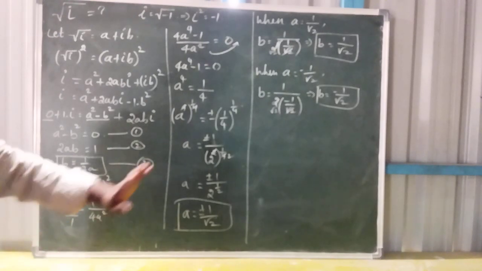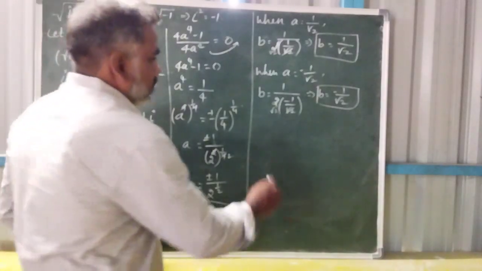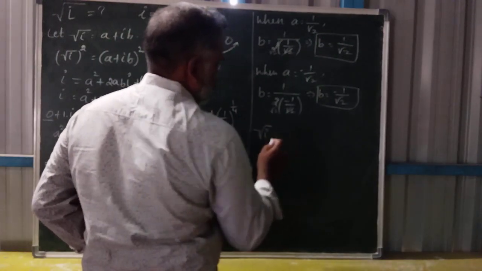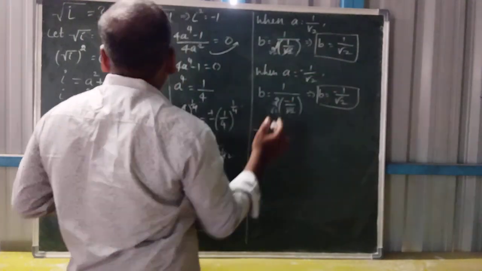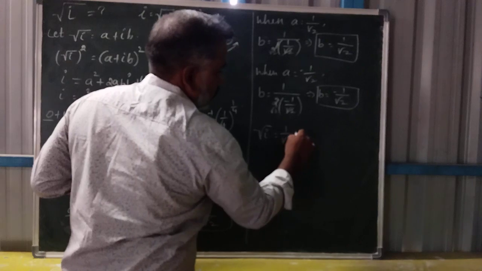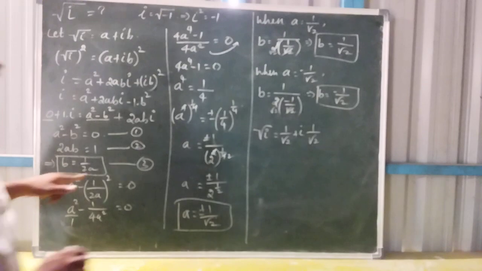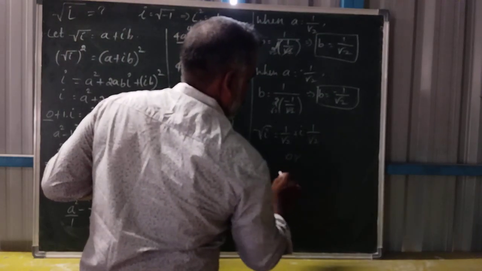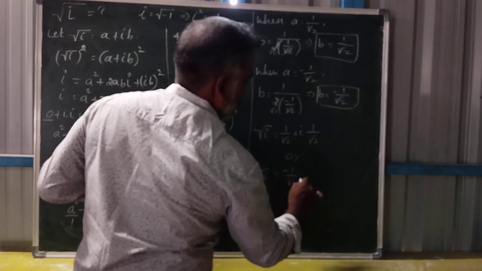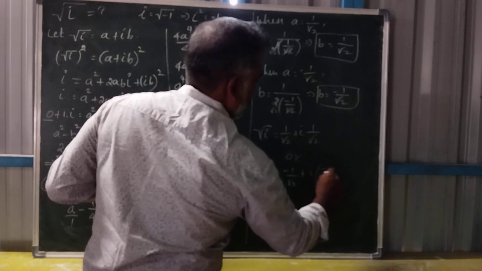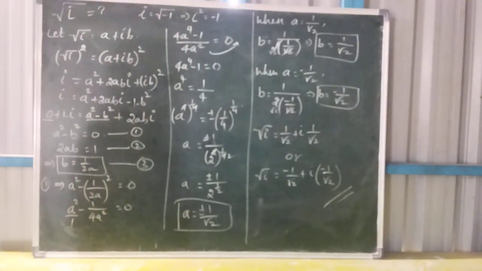Now you just have to substitute these values in the general form and then we can complete the answer. So root i has two representations, taking a equal to 1 by root 2 and b equal to 1 by root 2. Therefore, 1 by root 2 plus i times 1 by root 2. That is the one answer. The other one is, root i can be written as minus 1 by root 2 plus i of minus 1 by root 2. These are your answers. Thank you.